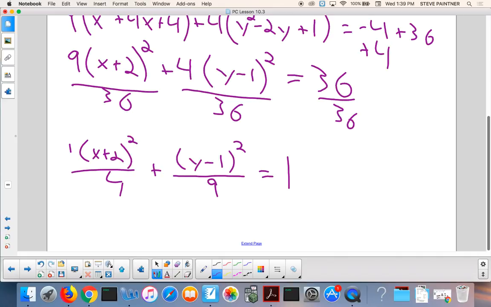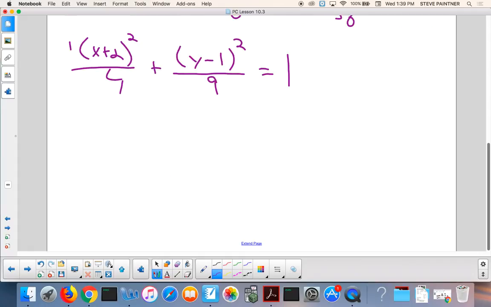Yeah, we have perfect squares. We have a 1 on the right side. We have numbers in the basement. We can start writing things like the center, foci, vertices, all that stuff. So can you tell me what the center of this ellipse is? We have negative 2 here from our x plus 2 squared. 1 from our y minus 1. That's our center.